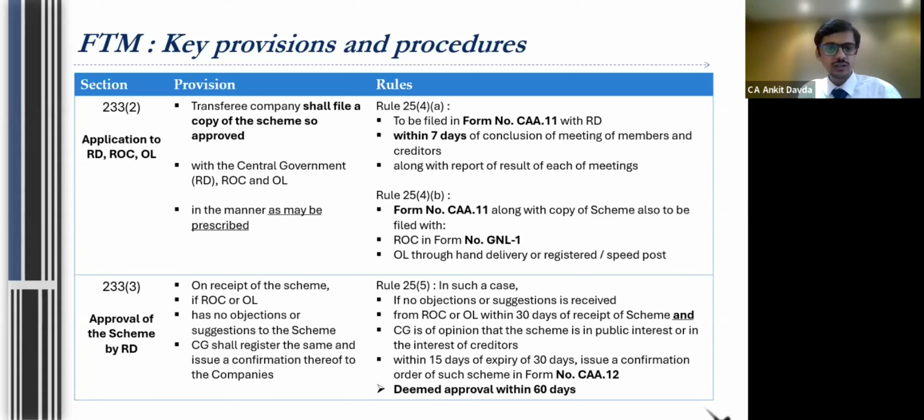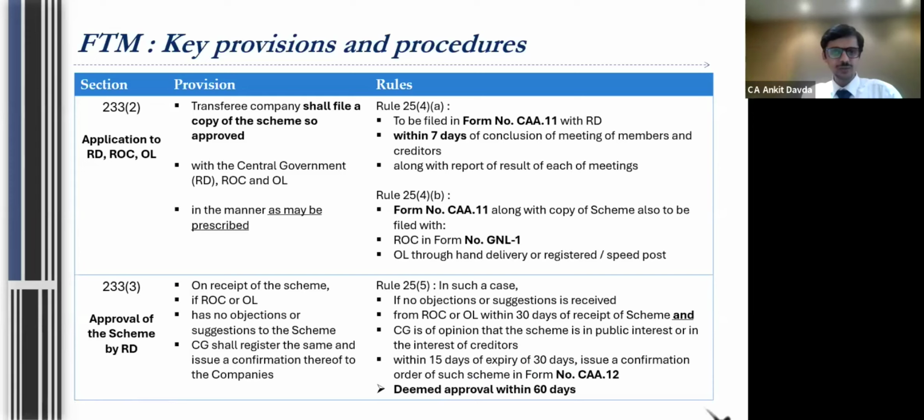Here under 233(3), powers are given to ROC and OL to make objections or suggestions to the central government, meaning RD. And Rule 25(5) says that if within 30 days ROC or OL does not come up with any objections or suggestions, and if the central government is of the opinion that the scheme is in the public interest or in the interest of creditors, these being the two parameters for the central government, or so to say RD, then ideally within 15 days of expiry of 30 days, so technically within 45 days, RD needs to issue a confirmation order of such scheme in CAA 12.